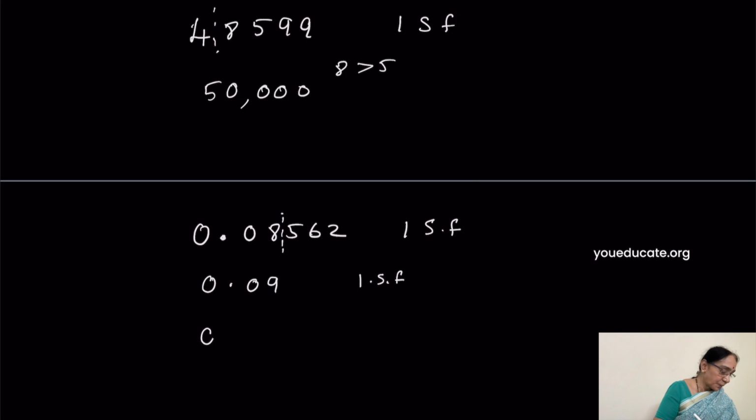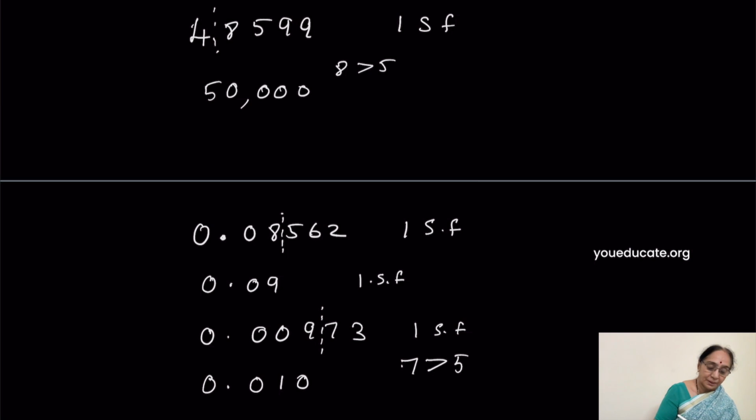What about 0.00973, correct to 1 significant figure? Now here, after 9 you have 7. 7 is greater than 5. So add 1 to the previous one. So it will be 0.010. 9 plus 1, 10. So your answer is 0.01, 1 significant figure.